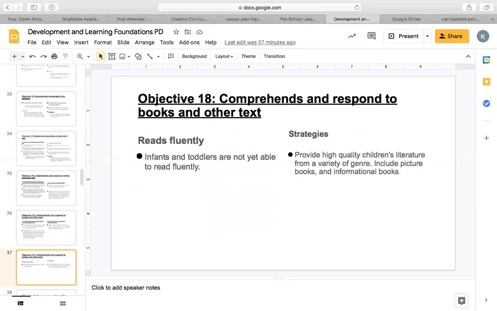Reads fluently. Infants and toddlers are not yet able to read fluently. Strategy: provide high-quality children's literature. Include picture books and informational books.